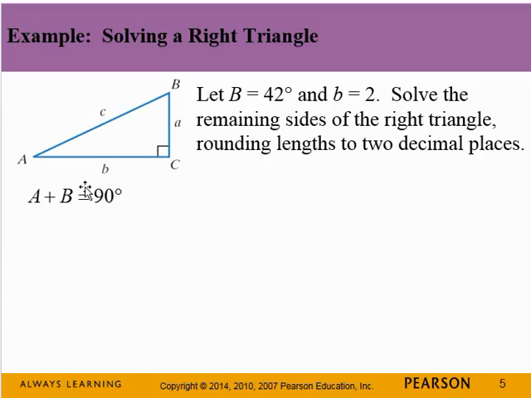So start this one on your own. You have A plus B equals 90. You know B is 42, so you can now find A. And you know side B is 2. So you need to find side A and side C. You need to pick which trig functions you want to use. You can use any of your trig functions. You have to pick which ones. So pause the video and try to work this one out on your own.